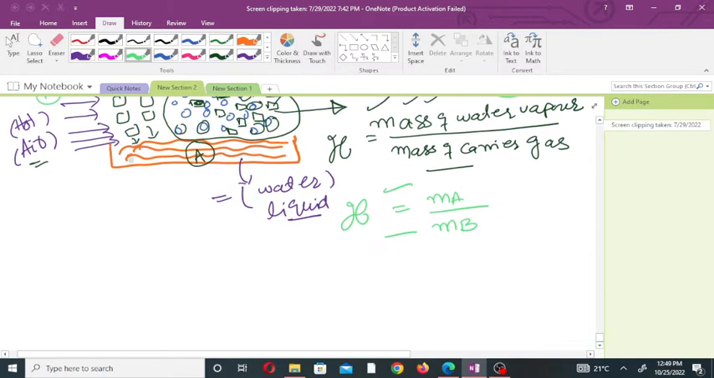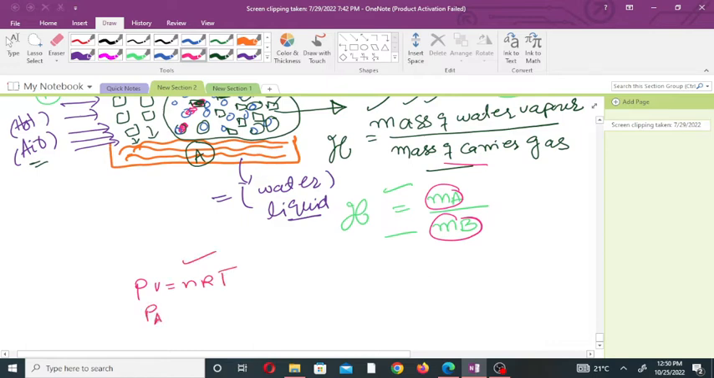Now we can also consider the humidity. We are assuming that the water vapor and the air molecules obey the ideal gas law. So we will apply the ideal gas law to the water vapor and to the air, or the carrier gas. We know that PV is equal to nRT according to the ideal gas law.